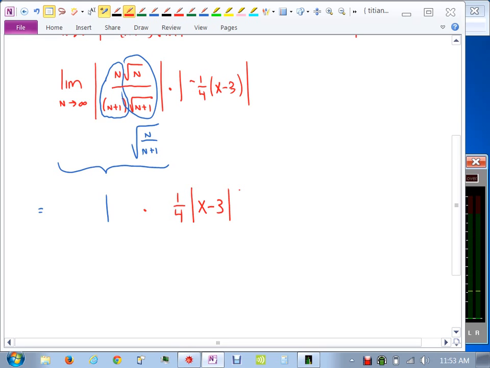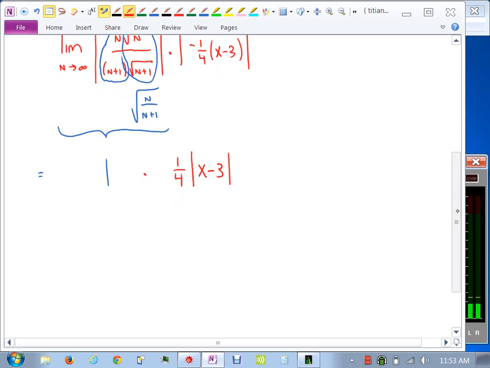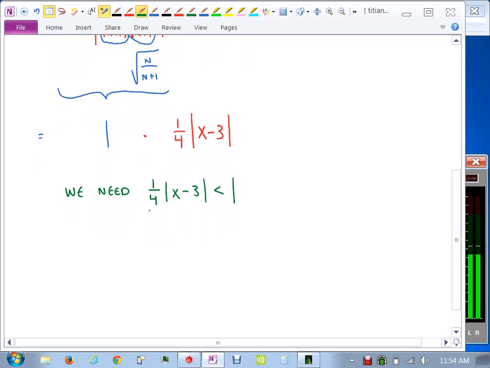Questions? So whenever you have an absolute value and you have a variable and a number with a negative, you don't mess with that. That's right. Whatever's in that parentheses is going to be in your absolute value. Now we need the whole thing to be less than 1 for the ratio test to work, which means that we now need to multiply both sides by 4. Not yet. We need the absolute value by itself first.